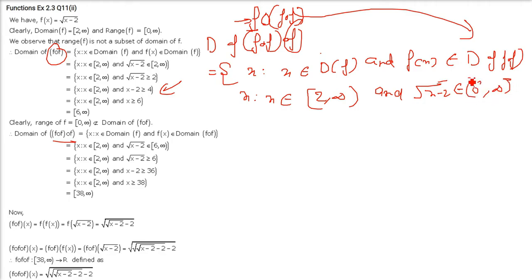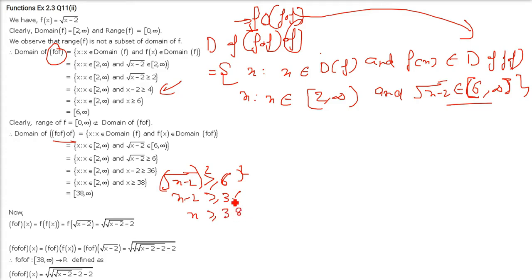Now take the second part here. Under root x minus 2 belongs to 6 to infinity, so it is greater than or equal to 6. Now square both sides. You get x minus 2 greater than or equal to 6 squared, which is 36. So x is greater than or equal to 36 plus 2, which is 38.